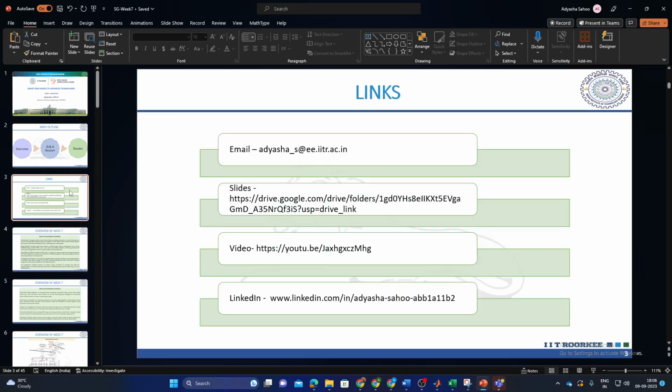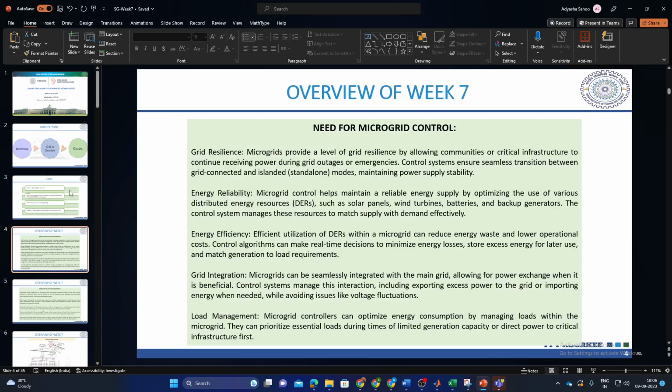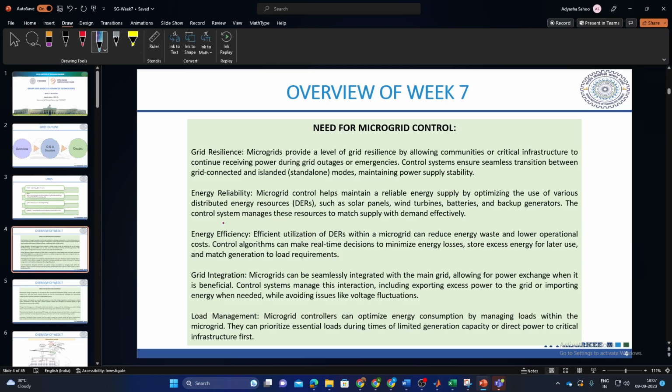Okay, so this week we started with the control of various AC microgrid, DC microgrid, and then AC-DC microgrid. First, let us see why at all we need to control these microgrid parameters. Firstly, it is obviously for grid resiliency purposes. As we know, the microgrid can operate in both grid-connected as well as islanded modes of operation. For the transition from one mode to the other, we need to switch the controlling strategy also. So for that we need to control the microgrid parameters.